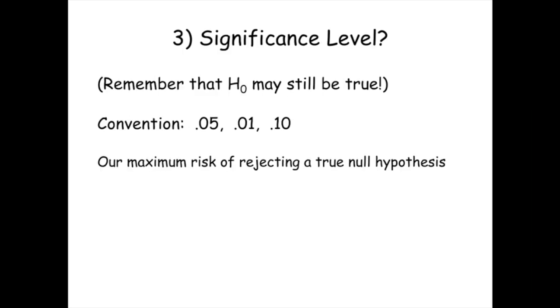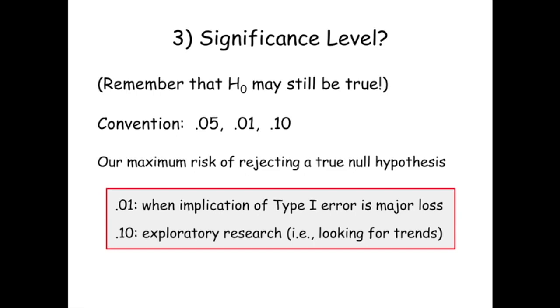The significance level is important because we still need to protect against type 1 errors. We generally use a significance level of 0.05, but we would likely set a more conservative value if there are major risks associated with making a type 1 error, or might relax it if doing exploratory research.